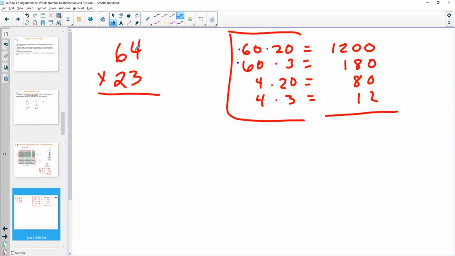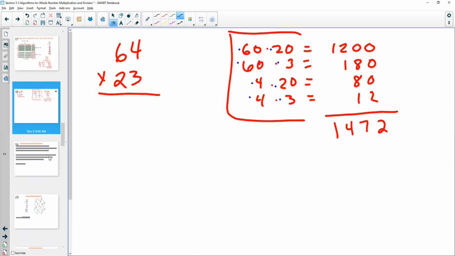This is made of 60 and 4. This is made of 20 and 3. So I see 2 60s, 2 4s, 2 20s, 2 3s. I'm pretty sure all your products are right. So now I just have to add. 8 and 8 is 16, plus 1 is 17. 1,472. And I bet if you got out your handy dandy phone calculator and checked 64 times 23, you'd get 1,472. This is partial products. This is a way that every kid can do and they love. And this is how I do math in my head.